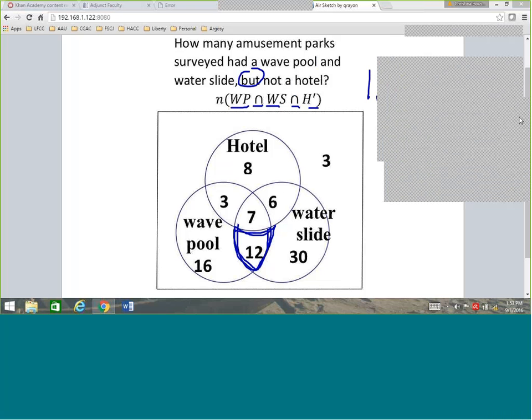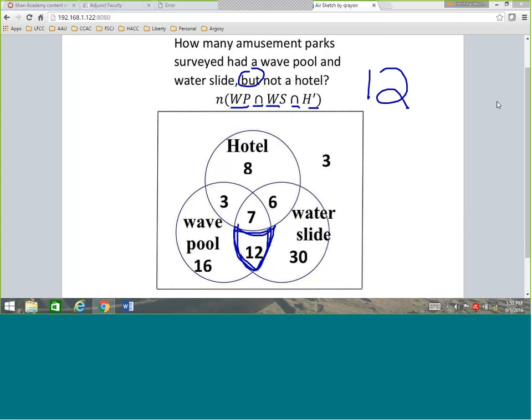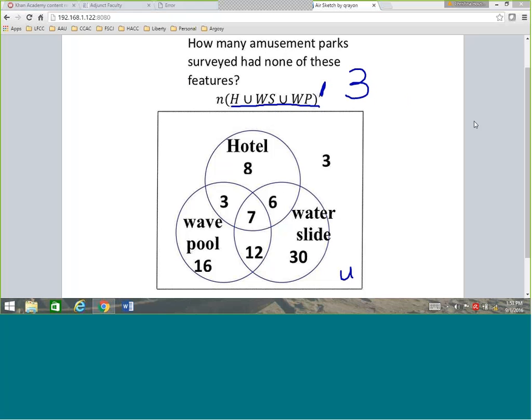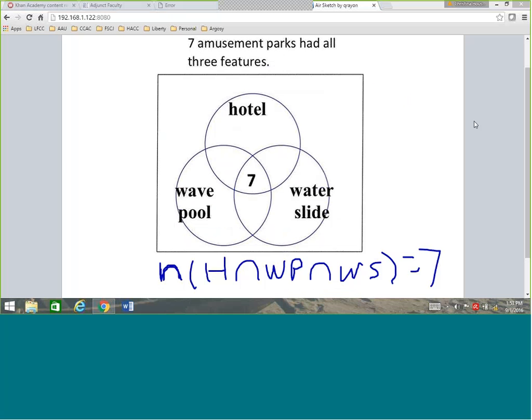The formula for the Venn diagram. There's a question asking about what is the formula for the Venn diagram. Basically, what we're doing with the Venn diagram, let me go back to a different picture here, like this one. What we're doing with the Venn diagram is we're starting with subsets.